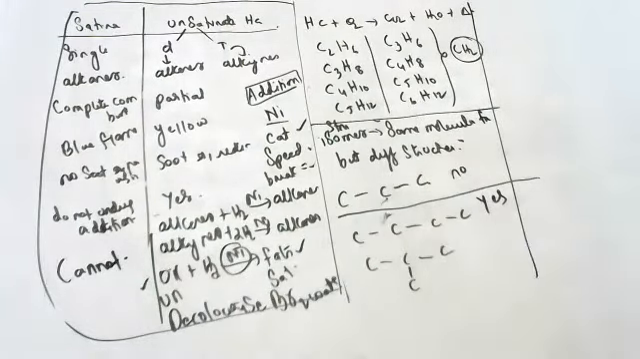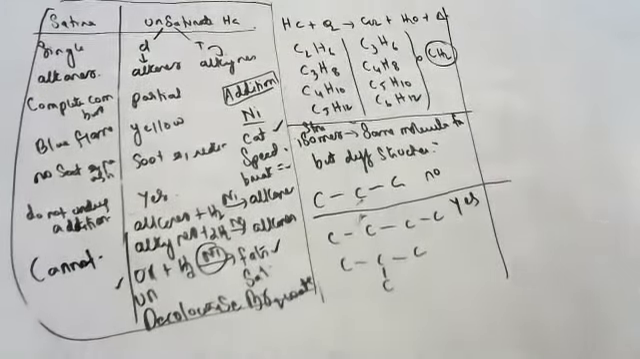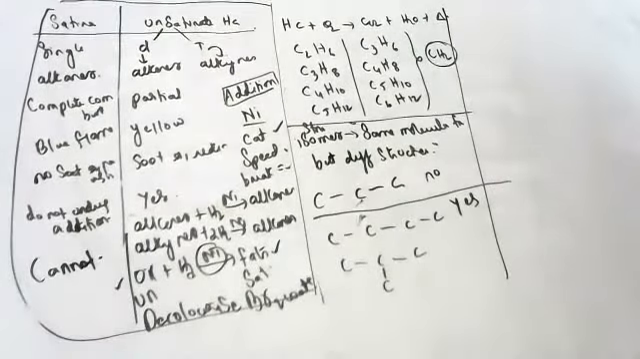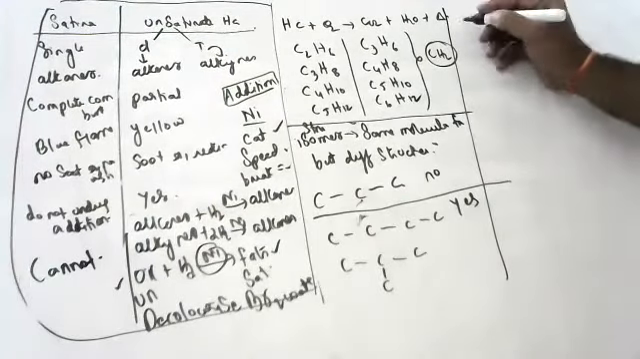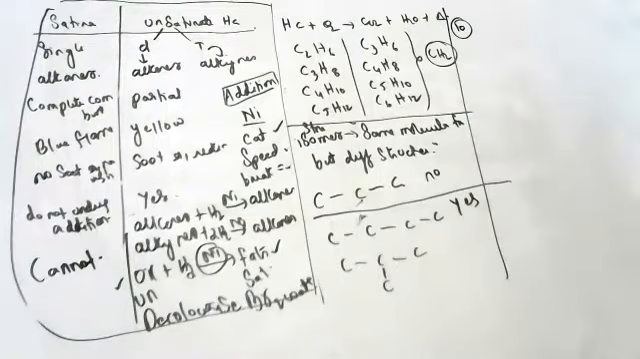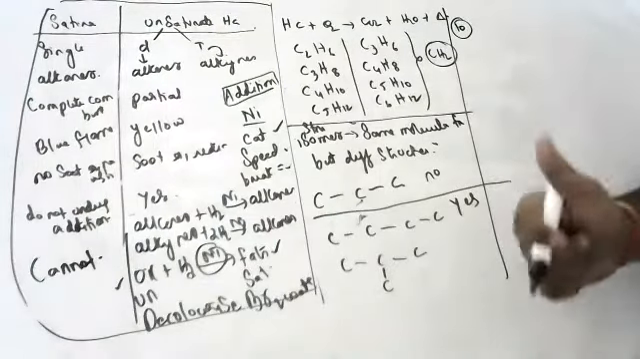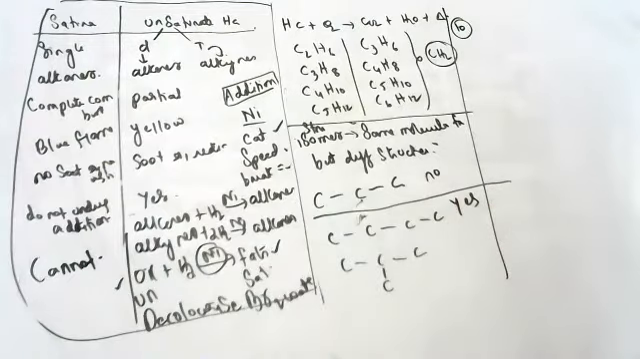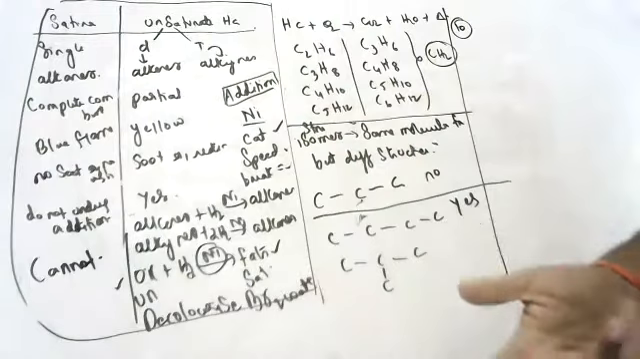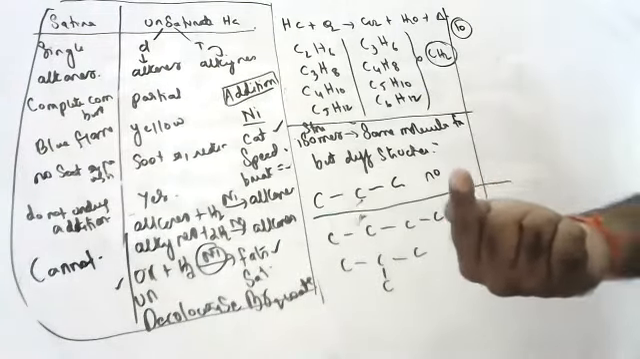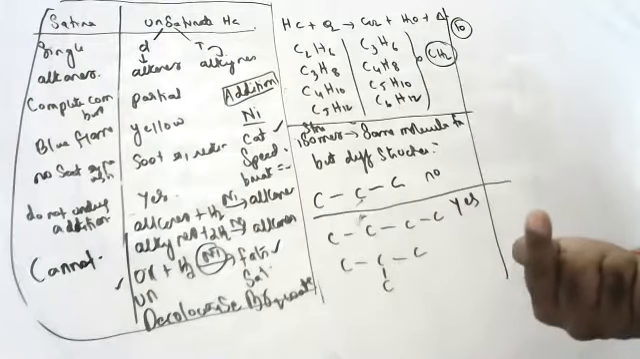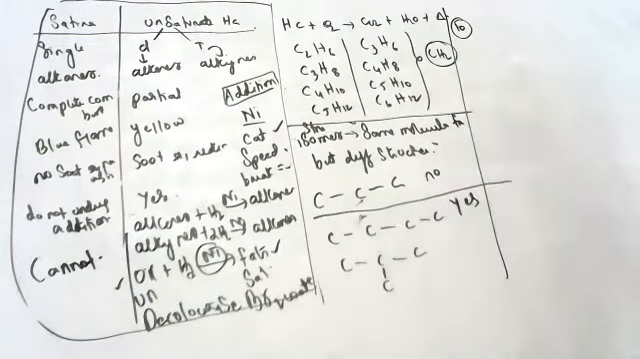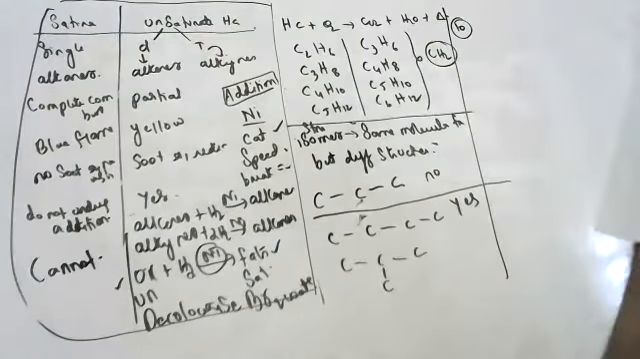Butane and isobutane are present in which thing in your house? Is it LPG? Yes, LPG. Butane and isobutane are used in your LPG gas cylinders. Children, please try to understand that.